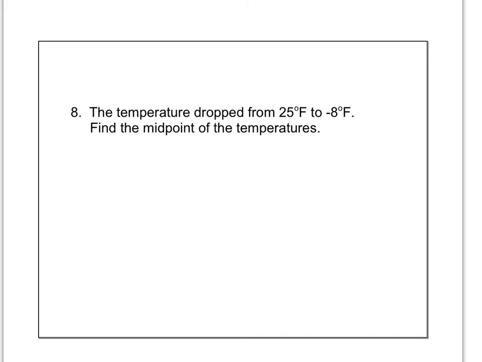So we're trying to find the midpoint of the two temperatures. Midpoint is middle, so it's like an average. Add them together, divide by 2. 25 plus -8, I believe, is 17. 17 divided by 2 is 8.5. We do have a label. It's degrees Fahrenheit.